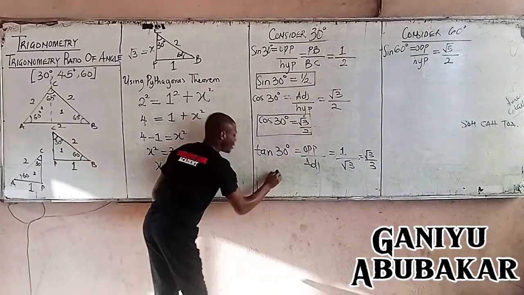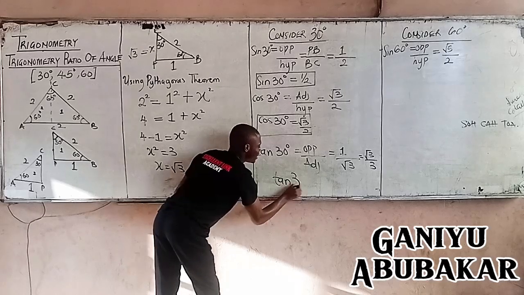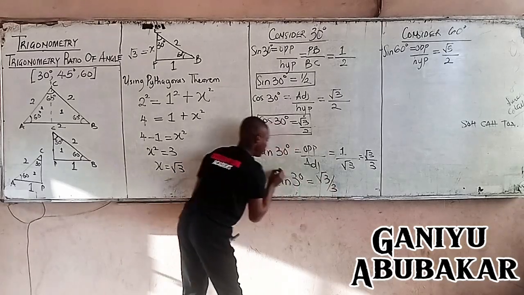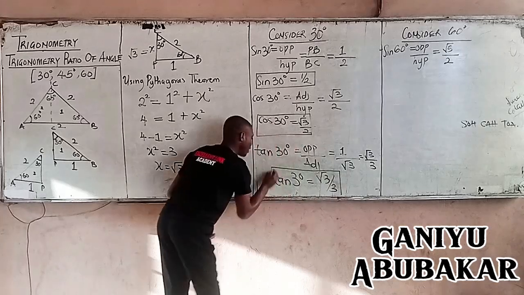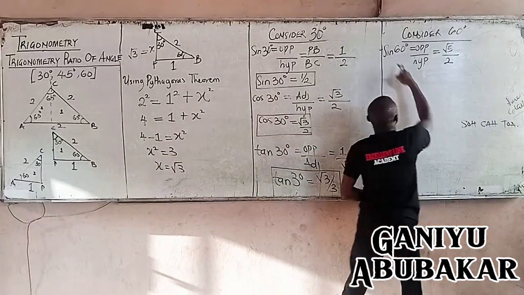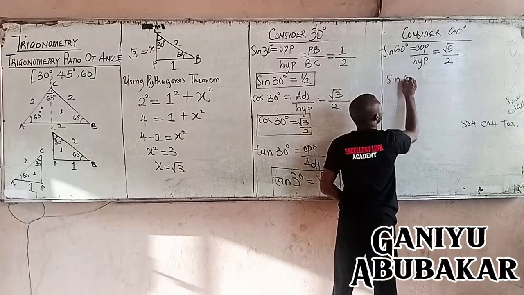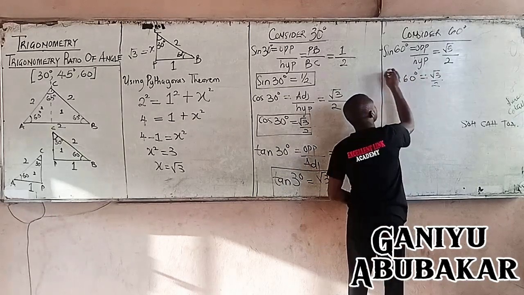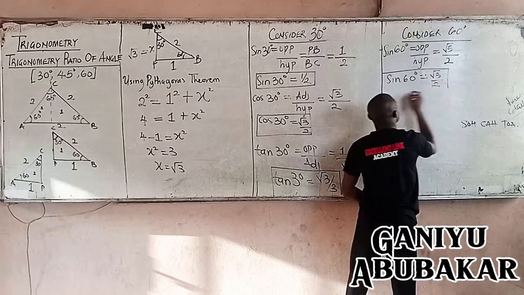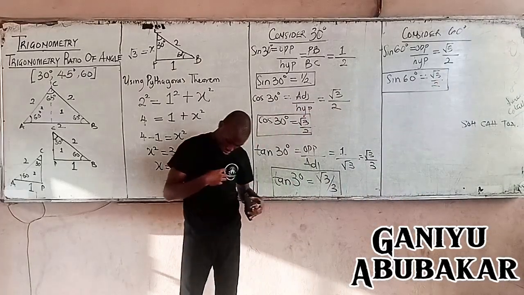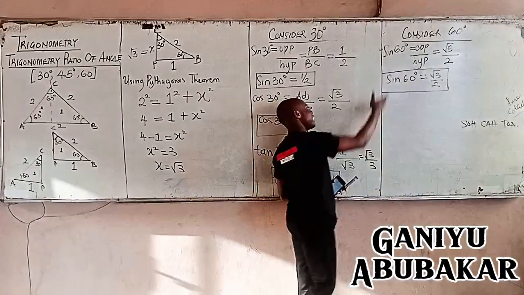So at this point, note that tan 30 degrees is equal to root 3 over 3. So this is for 30. For 60 now, I have that sine 60 degrees is equal to root 3 over 2. Note this, very important, please. Proceeding from here, I've considered sine.